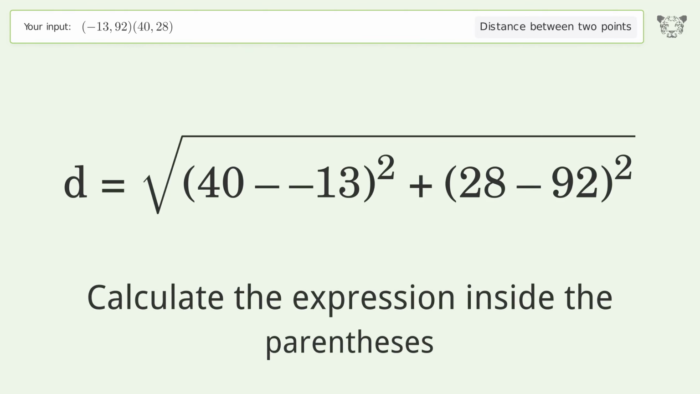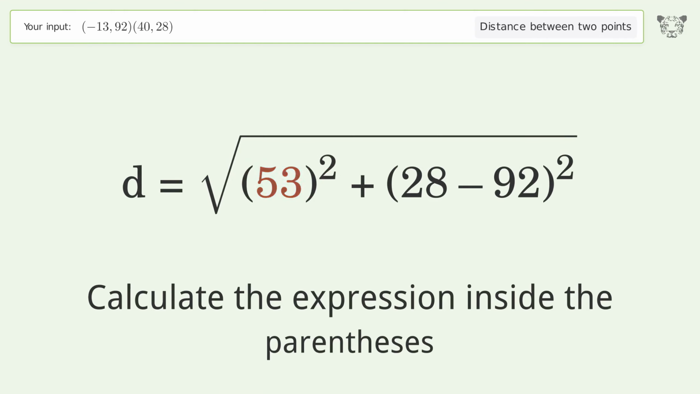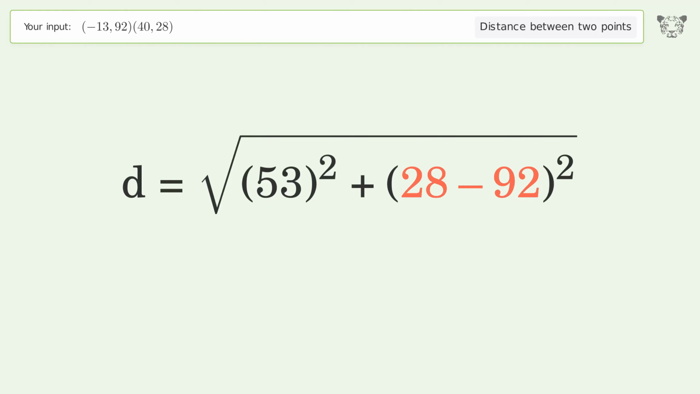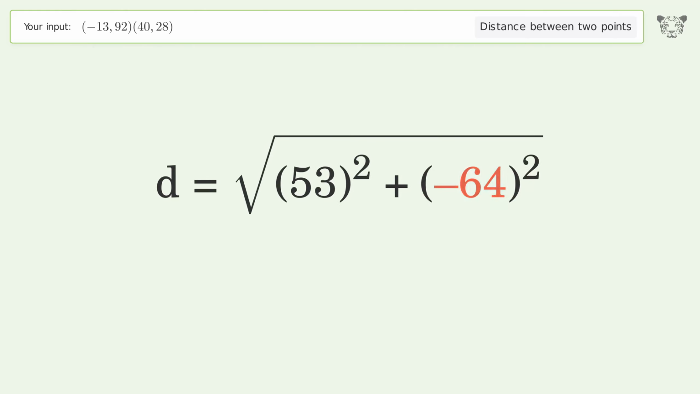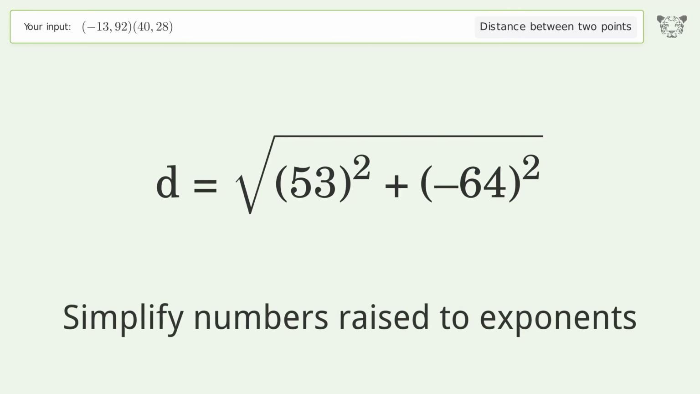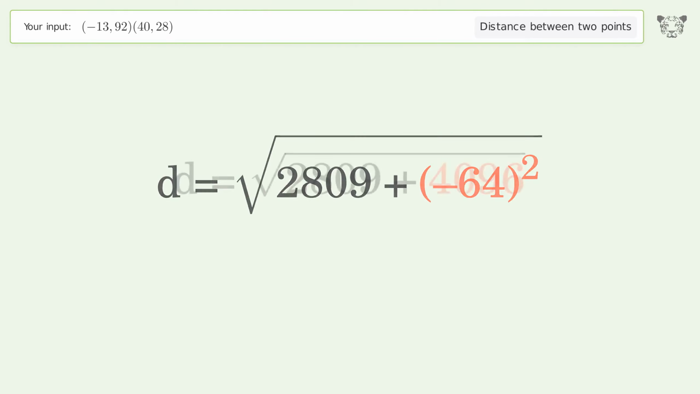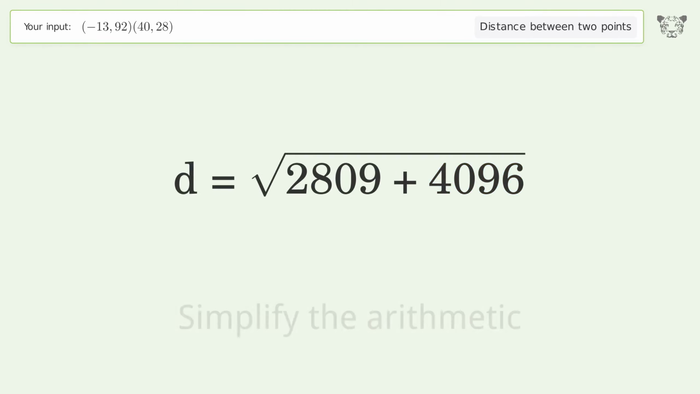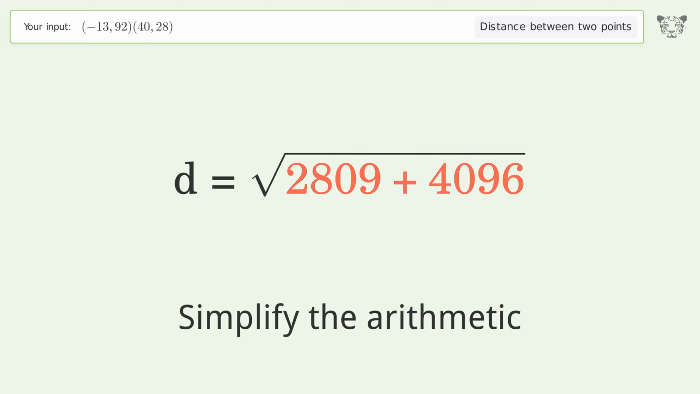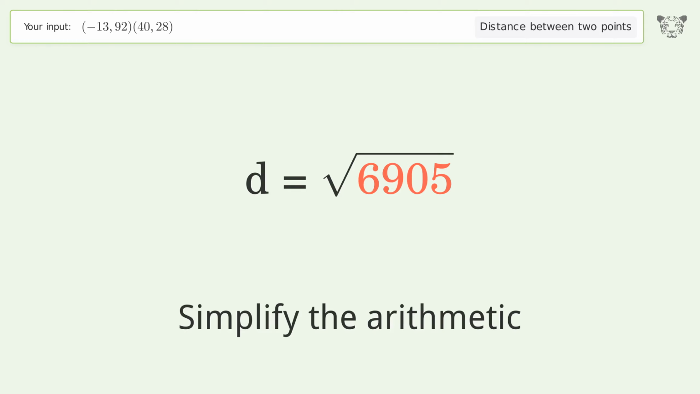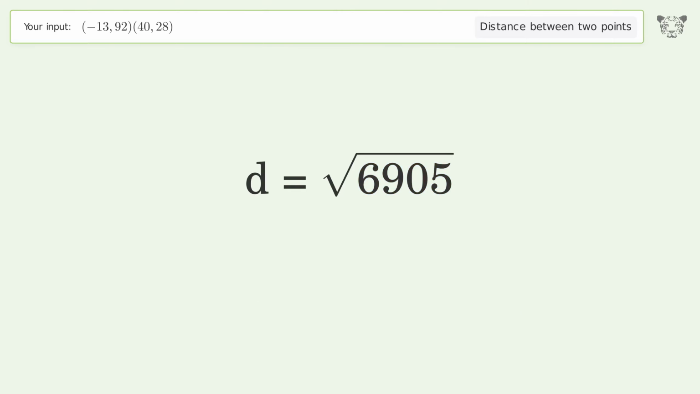Calculate the expression inside the parentheses. Simplify numbers raised to exponents. Simplify the arithmetic. And so the distance between the 2 points is the square root of 6,905, or 83.096.